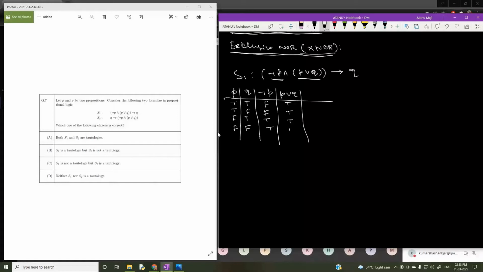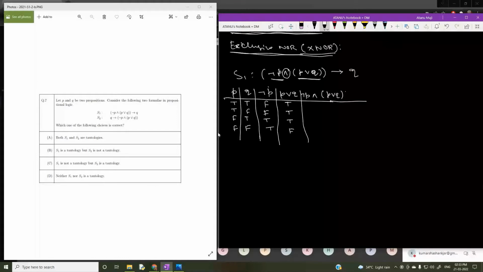So after that, we have to combine these two columns by using this conjunction symbol. So you know the concept of conjunction: when both things are happening together, both are true, as an output you get the result as true. So I can write negation P conjunction of P disjunction Q. The basic concept of conjunction is the same.